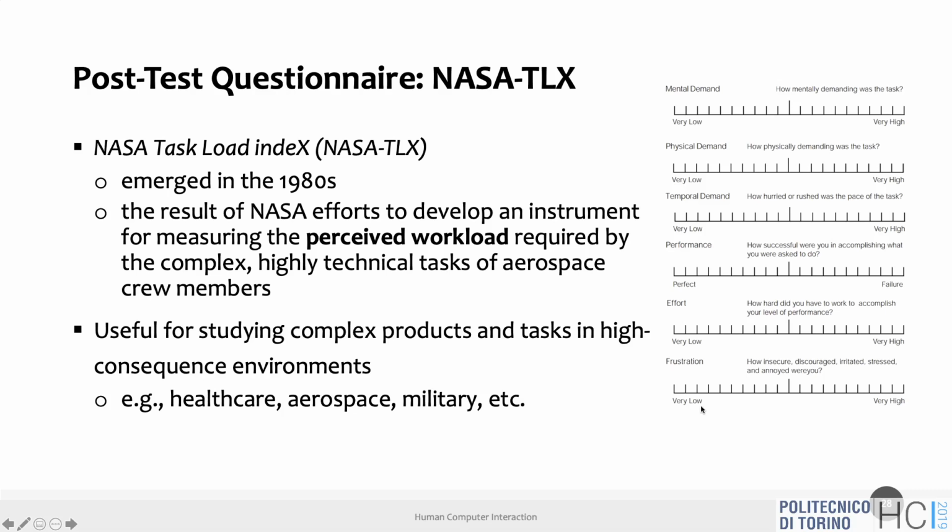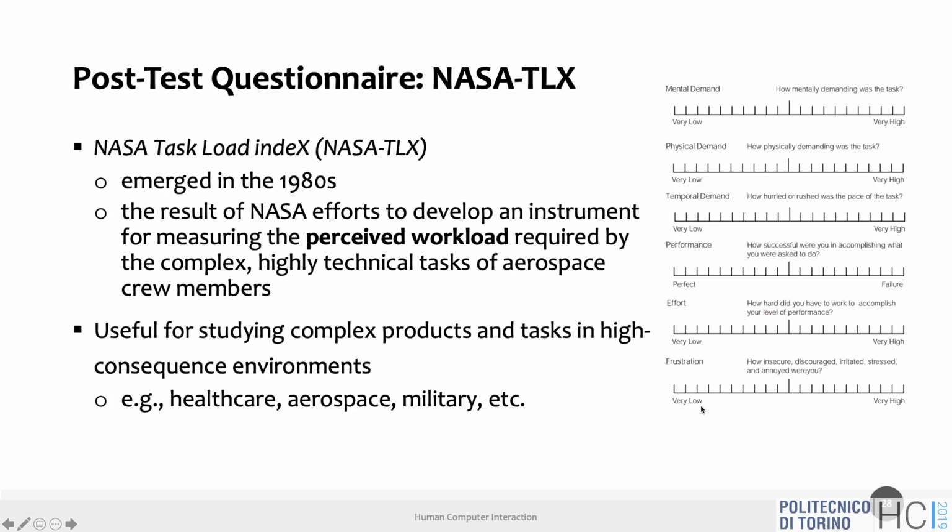And in this complex, highly technical task, like in aerospace, it could be a huge problem if you get distracted or make a lot of errors. So it's important in some domains to measure the workload of your system on the person. And this is obviously useful for complex products in healthcare, aerospace, military. Also, this is used in immersive virtual reality environments to assess the workload of people in virtual reality with all the tasks that they have to do. Also in training to learn a new task in a virtual environment.